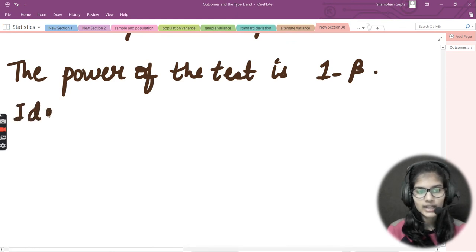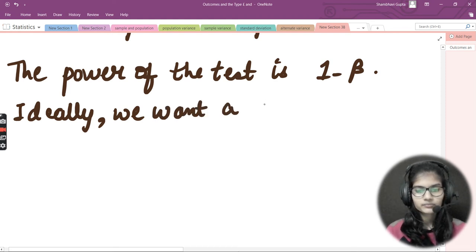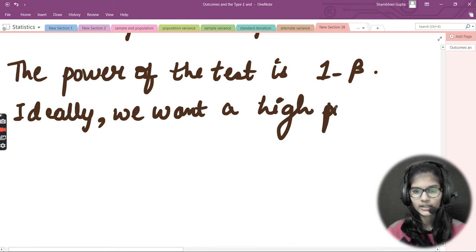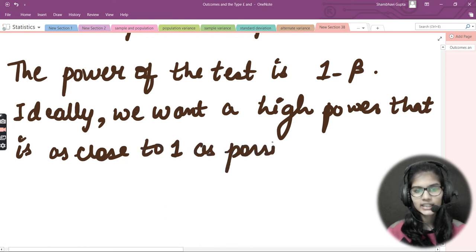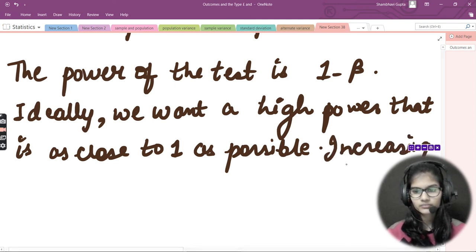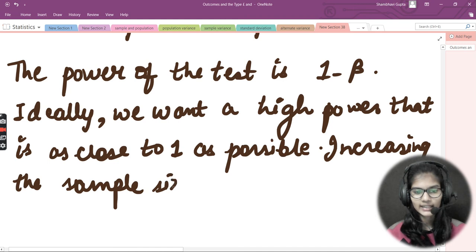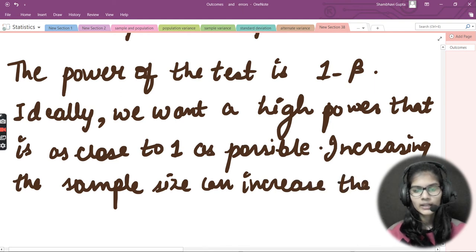So in that case, I would add one more thing here, that ideally we want a high power, that is as close to 1 as possible. Okay, so ideally we want a high power that is as close to 1 as possible. Increasing the sample size can increase the power of the test.